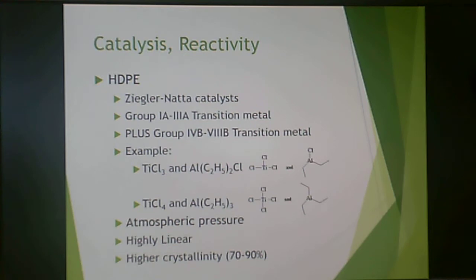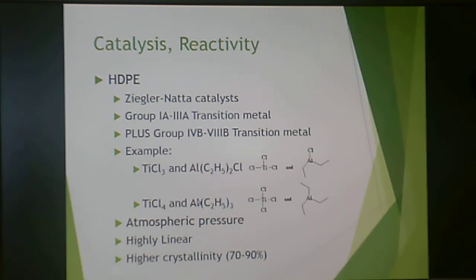High-density polyethylene is made by Ziegler-Natta catalysis, or some of the metallocene catalysis, and this is a group 1A to 3A transition metal plus a group 4B to 8B transition metal. And these are some examples. So you have a titanium chloride with an aluminum ethylene chloride. One of the ways they refer to these catalysts is the TiCl catalysts, TiCl3 and TiCl4. So that's one of the ways these are referred to.